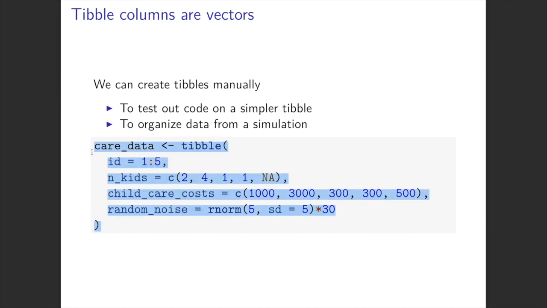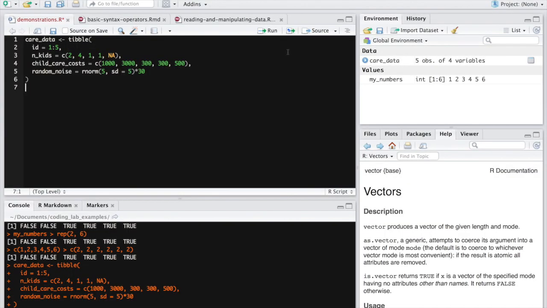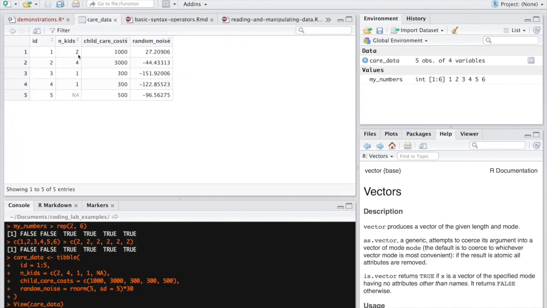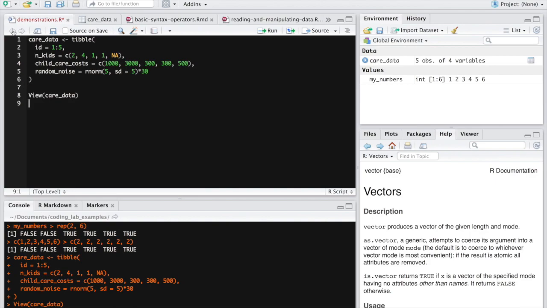Let's bring this into R. So when I run the code, I see care data show up in my global environment. And I can operate with this just like I did all my other data. So let's just view it. We see we have a tibble with five rows. And that's a tibble. So now once we have our data this way, we can do all of the fancy dplyr stuff we talked about in the previous lesson.